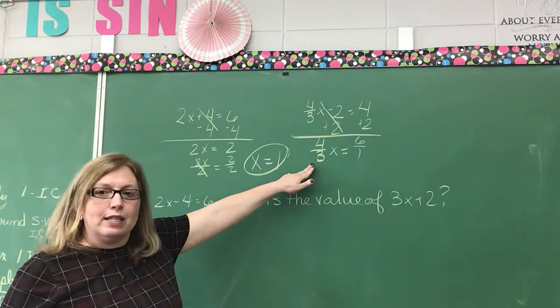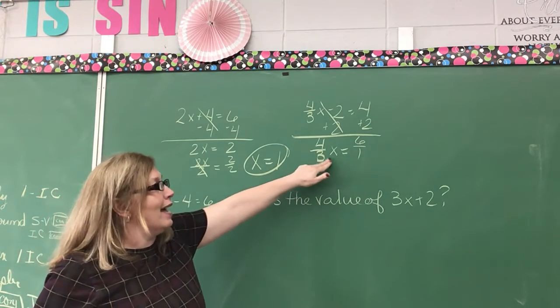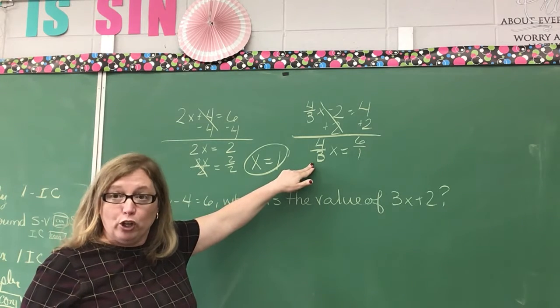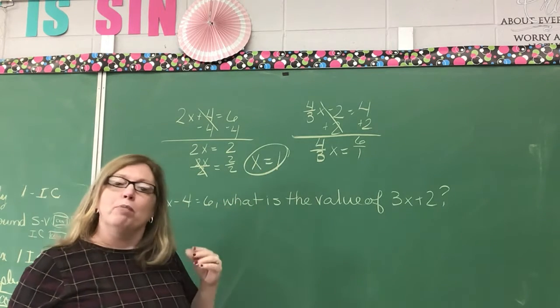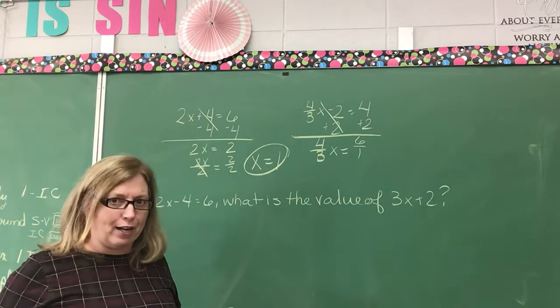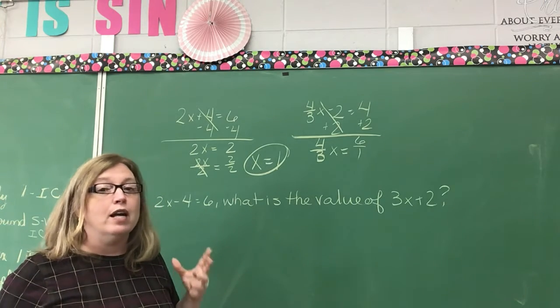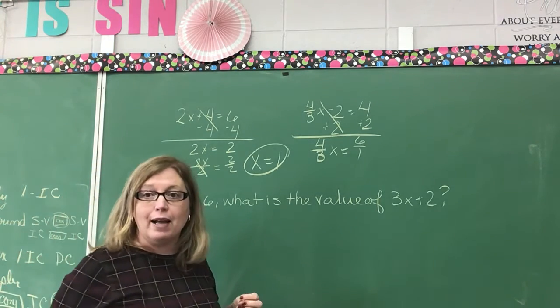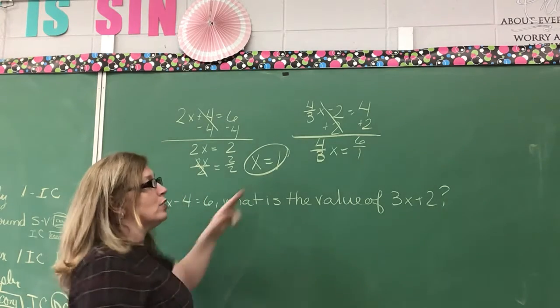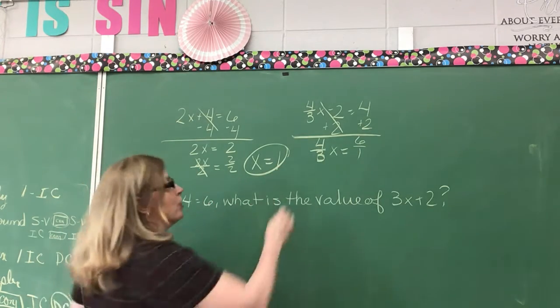I need to get rid of this. It says to multiply x by 4/3. What am I really going to do? Divide it. But when you divide a fraction, what you're really doing is multiplying by the reciprocal. What's the reciprocal of 4/3? 3 over 4.